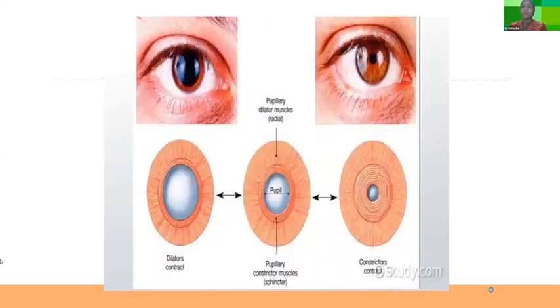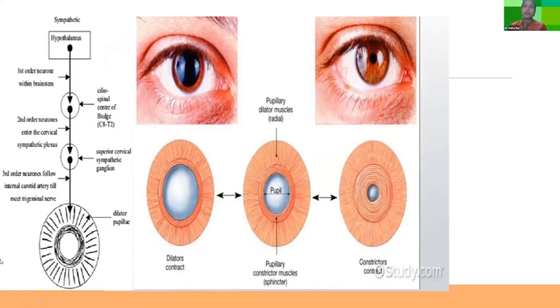Before we go into the details of the pupil, we can revise the basic anatomy and physiology of the pupil. The iris is made up of two different types of muscles. One is the constrictor pupillae and the second is the dilator pupillae. The radial muscles that are seen around the iris, which are called the dilator pupillae, when they contract lead to the dilation of the pupil.